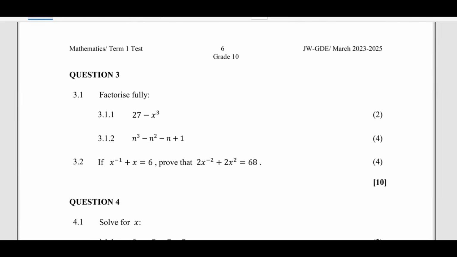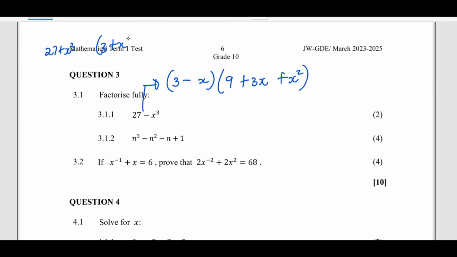We go to question number 3. They want us to factorize fully. So this is a difference of two cubes. We find the cube root of 27, which is 3. The cube root of that is x. And then you square the 3, you get 9. You multiply 3 and x, 3x. You square the x, that's going to be x squared. When you're subtracting cubes, the first bracket is a subtraction. If you're adding the cubes, then the first bracket is going to be addition, and then 9 minus 3x plus x squared. So pay attention to the signs and how they work.